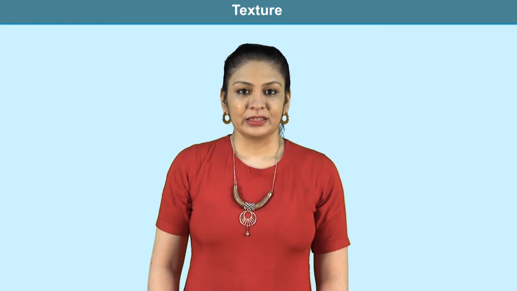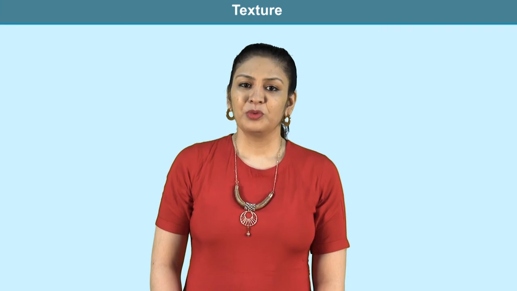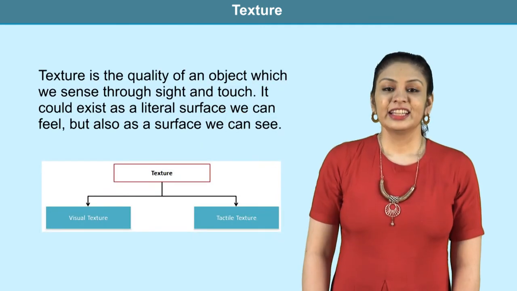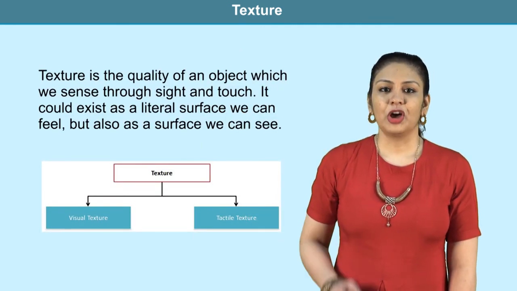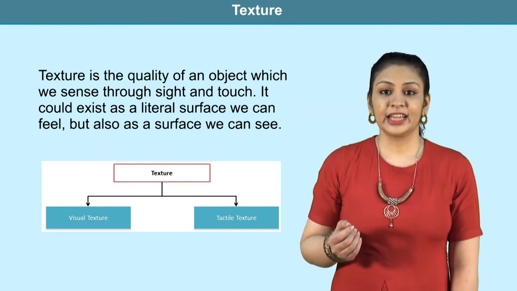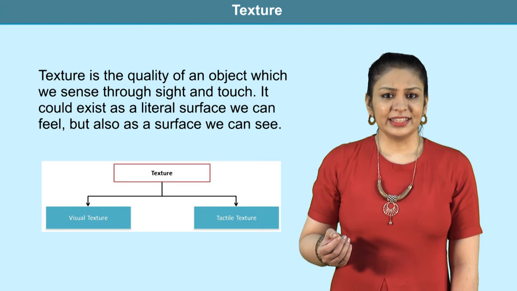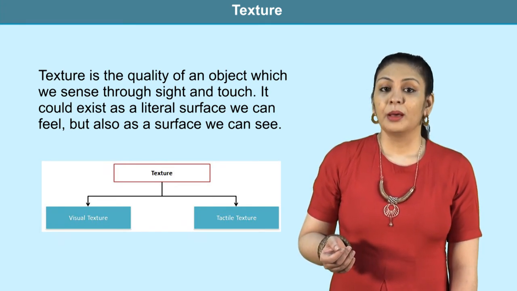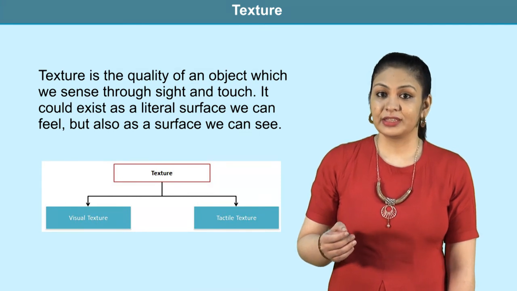Before we begin talking about the various materials that are used, we must go back and revisit one word that I mentioned in the introduction: texture. So, what is texture? Texture is a quality of an object that we sense through sight and touch. It could exist as a literal surface that we can feel, but also as a surface that we can see.